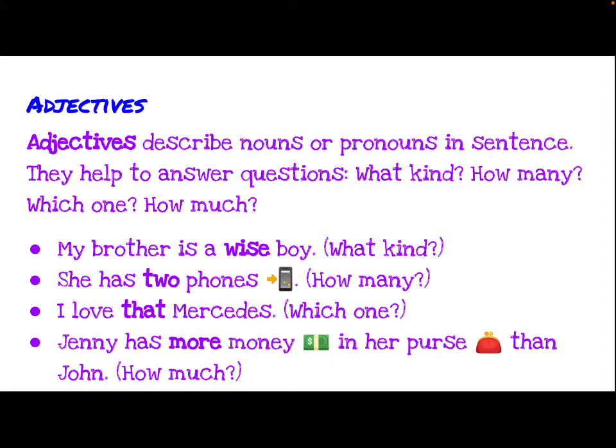My brother is a wise boy. The second example answers the question how many. She has 2 phones. The third example answers the question which one. I love that Mercedes. And the last example answers the question how much. Jenny has more money in her purse than John.